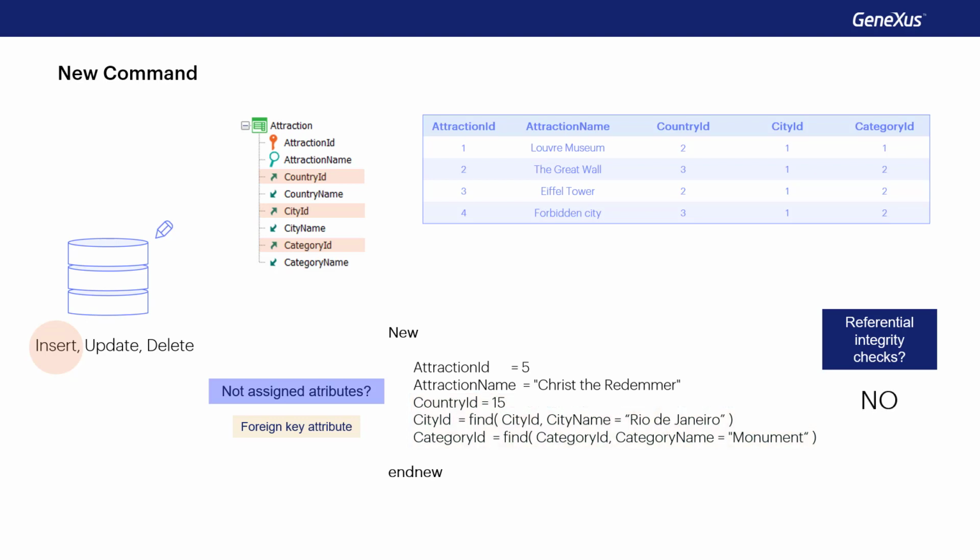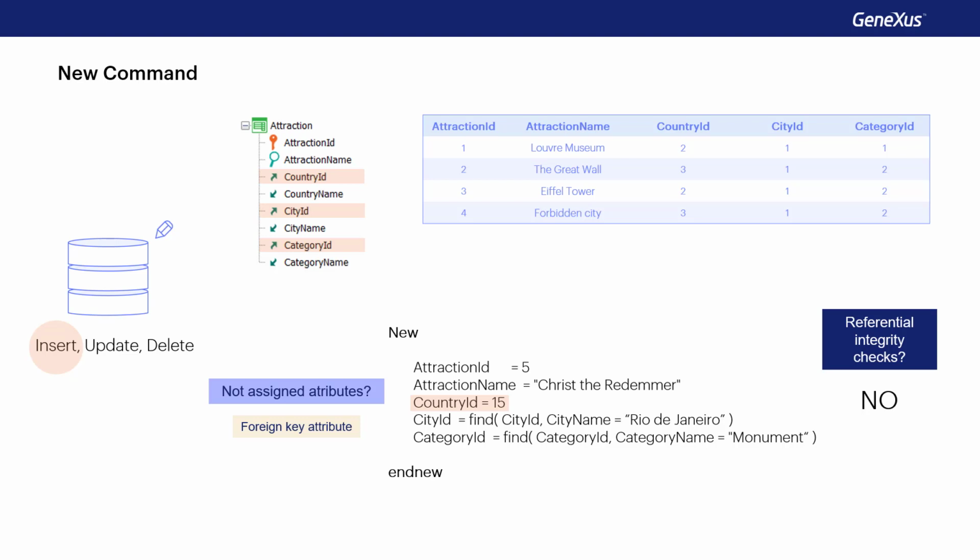So, for example, if for the new record we want to assign a country with ID 15, the new command will not check that there's a country with that value in the table that stores the countries. It'll insert the record without any problem, and the database will be left in an inconsistent state.